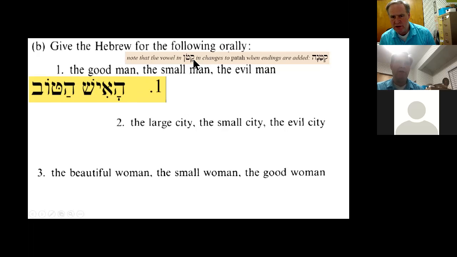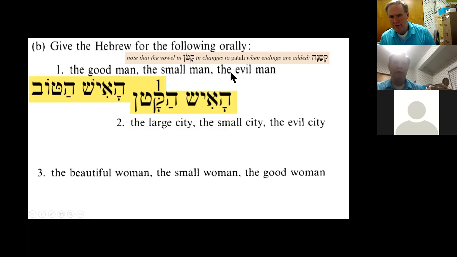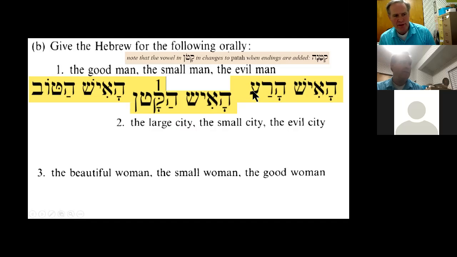Again, man is ish, so you'd say ha-ish. And small was katon, so ha-katon. Ha-ish ha-katon. The evil man, okay, man is still ha-ish. The word for evil was ra, so ha-ish ha-ra. And that's been an hour.